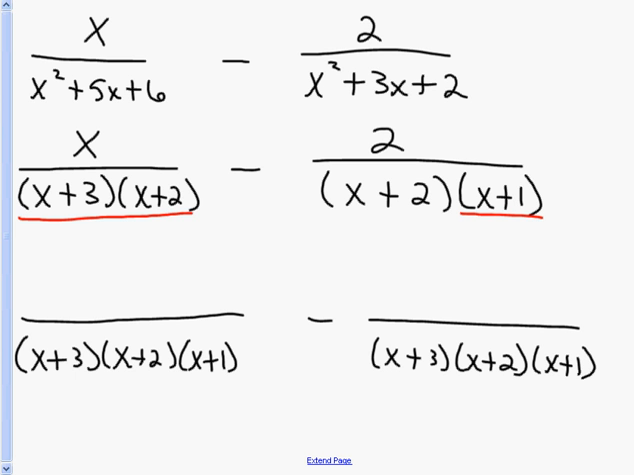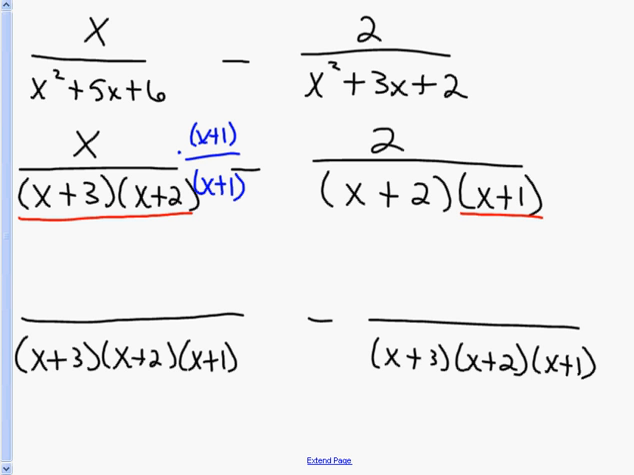So now that I have my LCM, I need to build each one of my fractions to have that denominator. My first fraction here already has the x plus 3 and the x plus 2. I'm just missing the x plus 1, so I'm going to multiply top and bottom by what I'm missing, which is my x plus 1. And so again, you may want to get some different colors to help you do this. So the denominator I'm just going to write down because I'm writing it as a product.